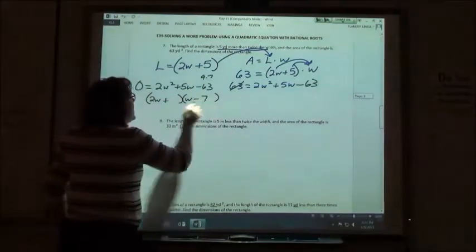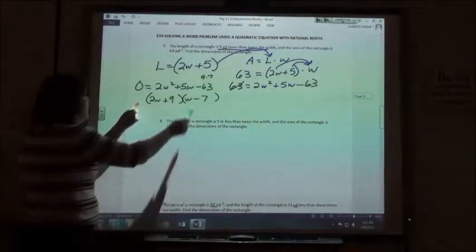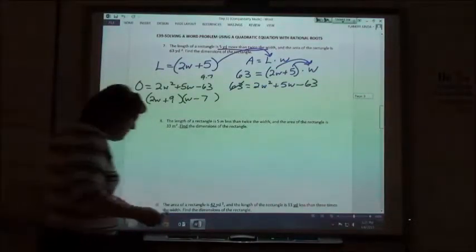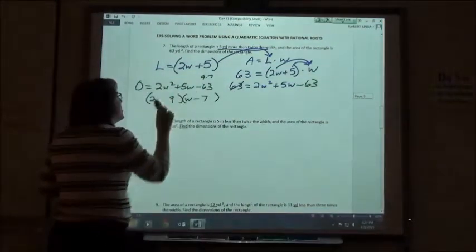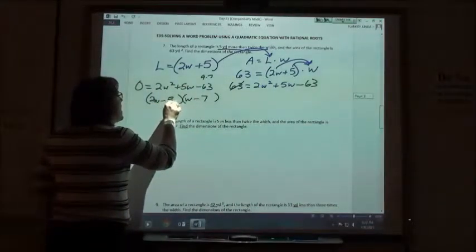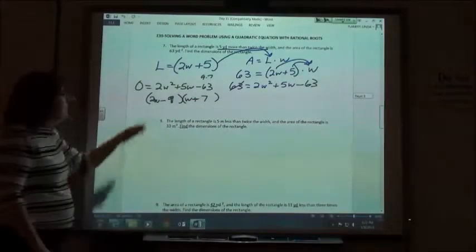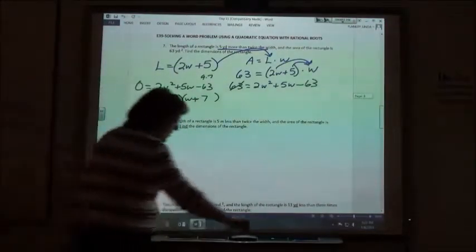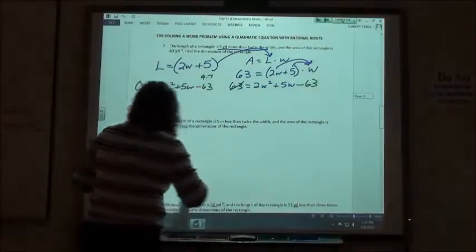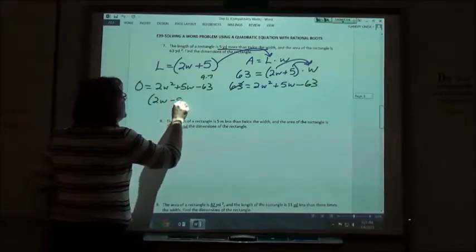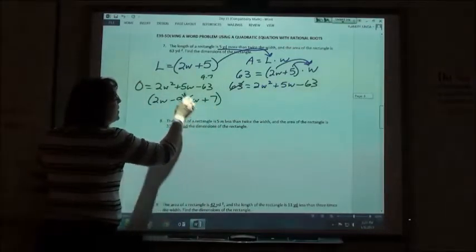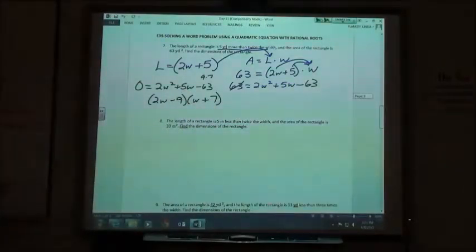So if I put the 7 here and the 9 here, I'm going to get negative 14 plus 9. Negative 14 plus 9 is negative 5. That means my signs are backwards. 2W minus 9 and W plus 7. That's really sloppy. Let me rewrite that. So we said 2W minus 9 and W plus 7. That's going to give me 14 minus 9, which is 5. So I've got it factored correctly.